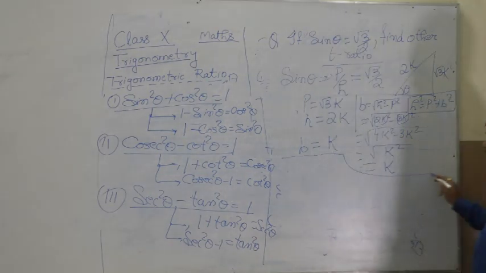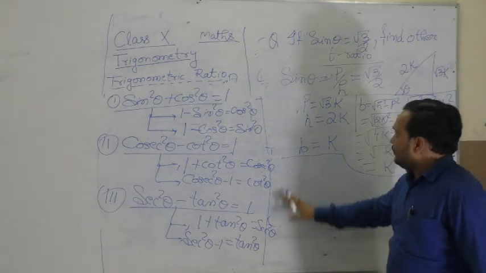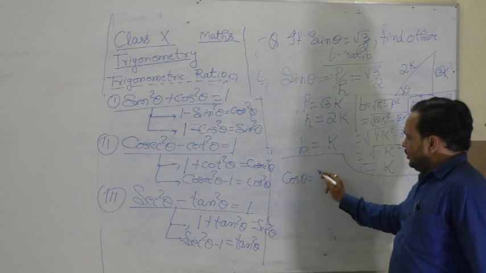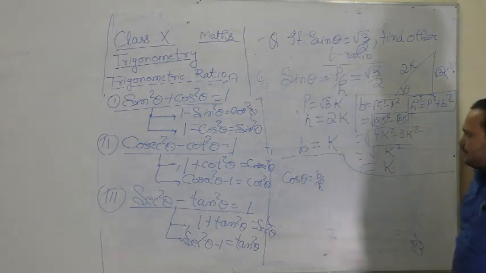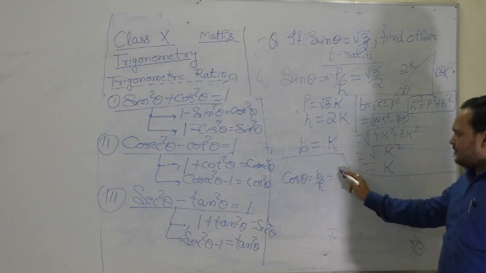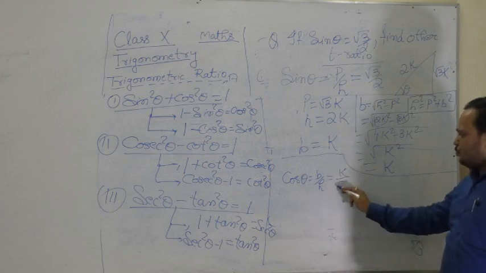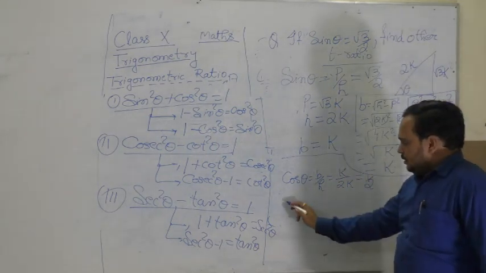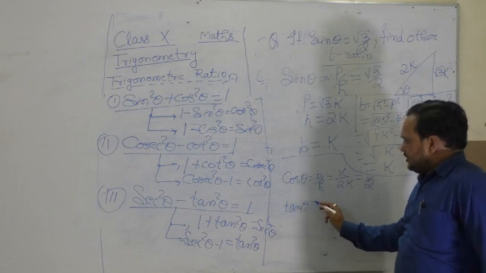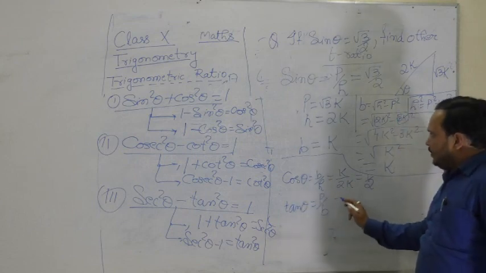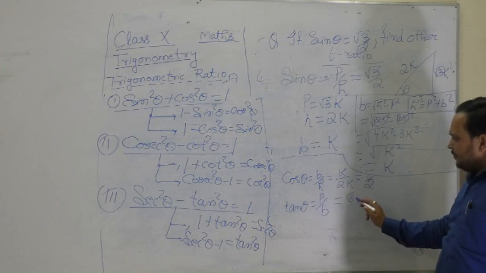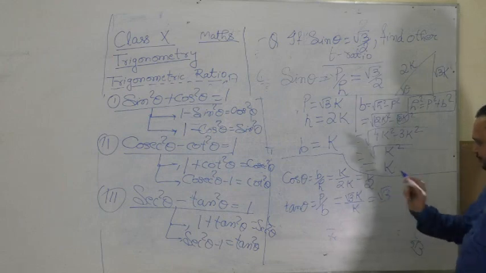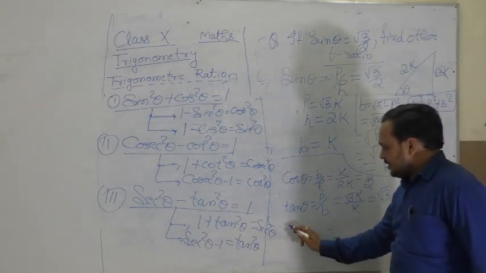Now we have to find the different T ratios. We have already been given sin theta. Then cos theta equals base by hypotenuse, and the value of base is k and hypotenuse is 2k, so the value becomes 1 by 2. Then tan theta is perpendicular by base. The value of perpendicular is root 3k and the base is k, so it becomes root 3.